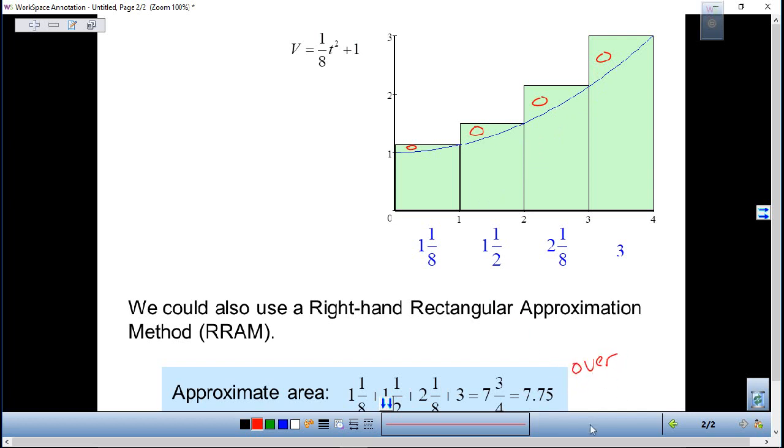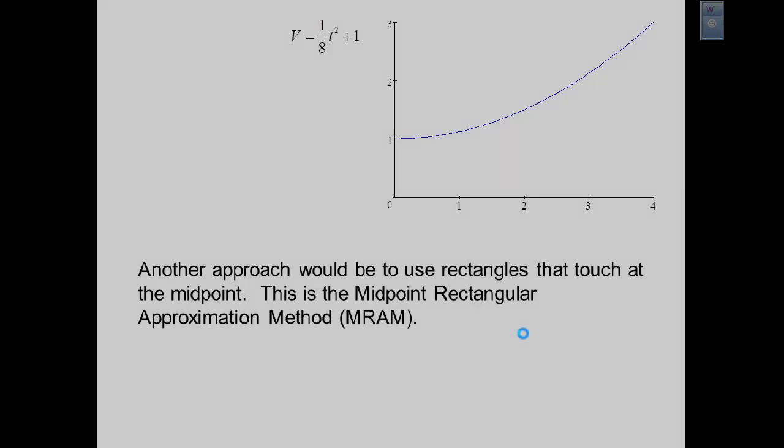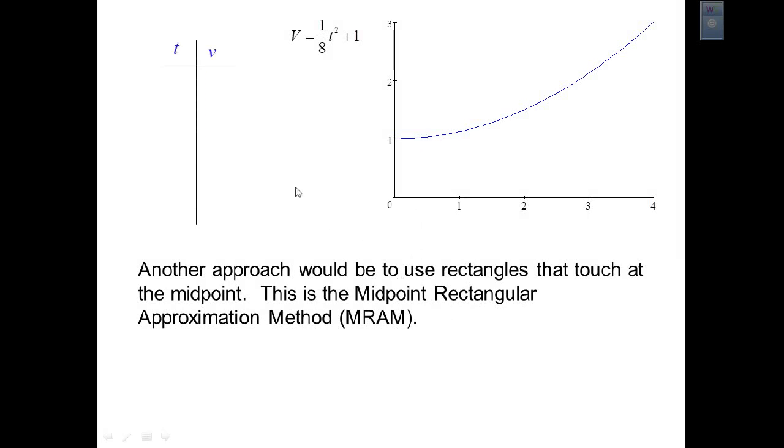All right, now the last rectangular approximation method we're going to look at here is going to be the midpoint rectangular approximation method. So what that means is exactly what you would think. For the interval from 0 to 1, we're going to use the midpoint there, which would be at 1/2. That's going to be where we find the height of our rectangle. So in this case, halfway between 0 and 1 is 0.5. Halfway between 1 and 2 is 1.5. Halfway between 2 and 3, 2.5, etc.